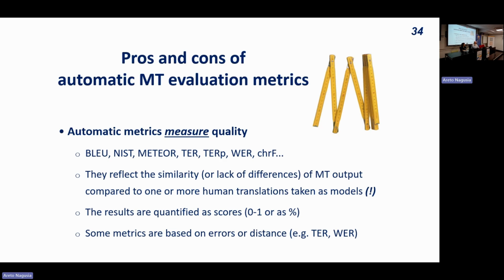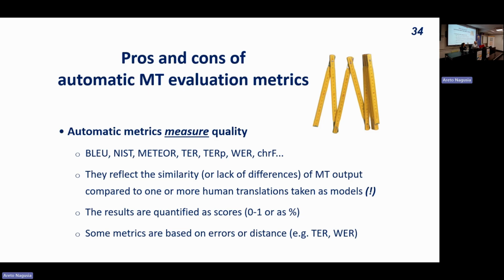Finally, as I mentioned briefly before, some of the leading metrics, for example TER and WER, where TER is translation error rate and WER is word error rate, are, as the names suggest, error-based metrics. So what this means is the lower the score, the better the quality of the system.